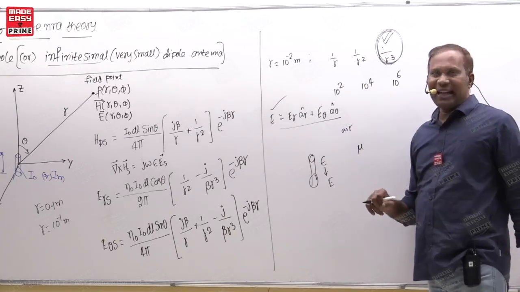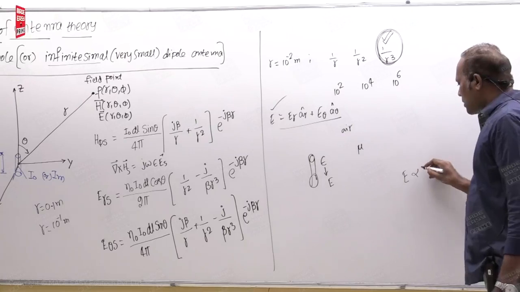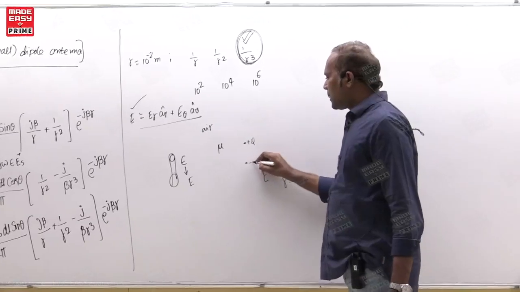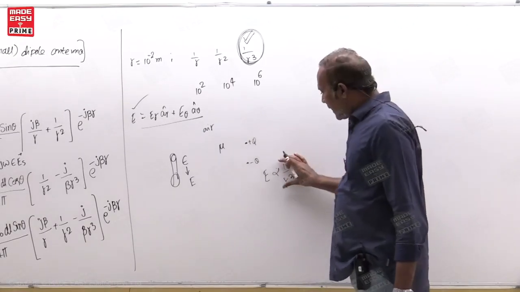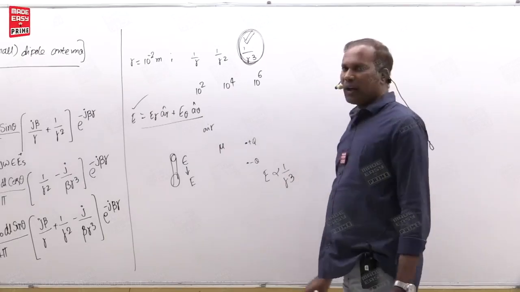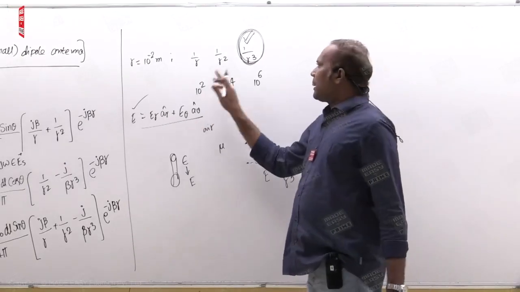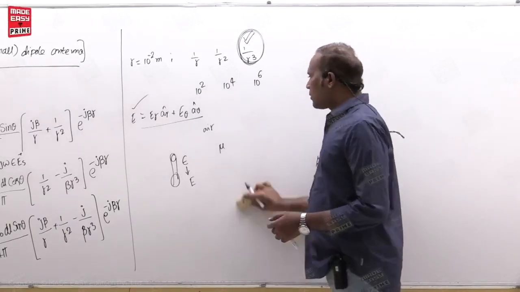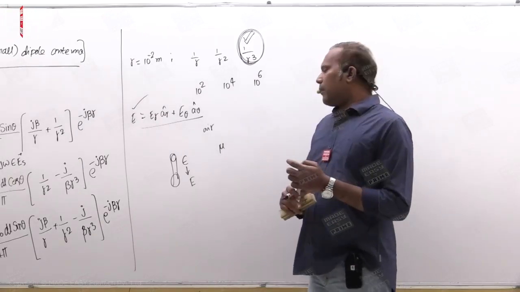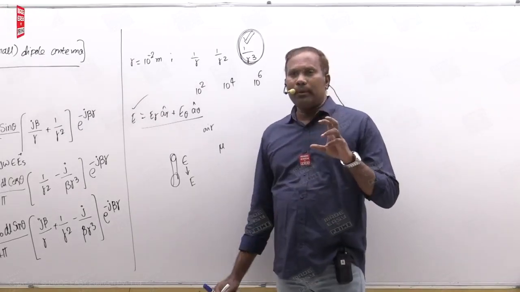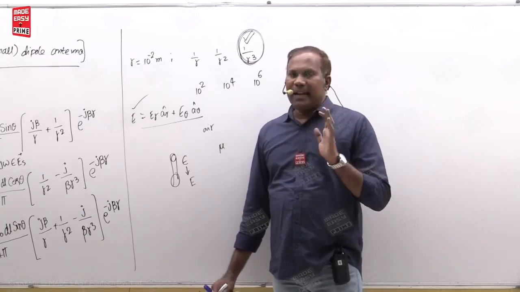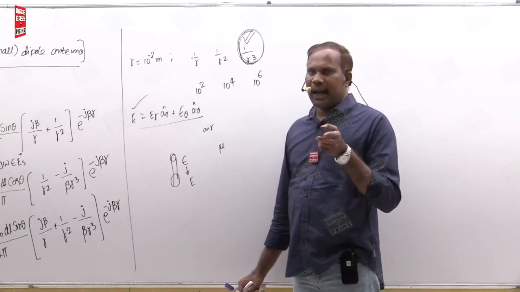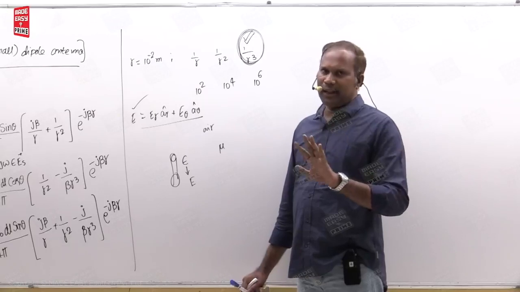For an electric dipole, the electric field was proportional to 1 by r cube. A dipole has a positive charge and a negative charge. They are static charges. Then a static electric field came. The electric field was proportional to 1 by r cube. That is why the 1 by r cube term is also called the static field term. No problem here, students. In the examination, I will write that the 1 by r cube term is called the static electric field term or otherwise the very near field term. Both names are there.